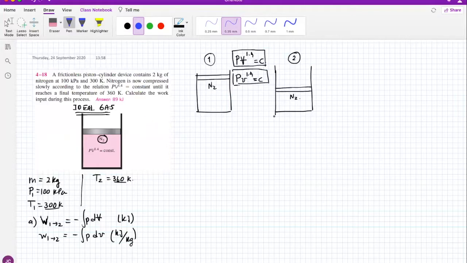So what I will try to put to solve this is this. The work 1 to 2 is minus the integral P dV when you go from 1 to 2. This type of work is called expansion, compression work. It's also called boundary work. So it is a work related with the change in volume. They don't say anything about an electrical battery. They don't say anything about a shaft. They don't say anything about a spring. So we can assume that this is the only type of work that appears in the problem.